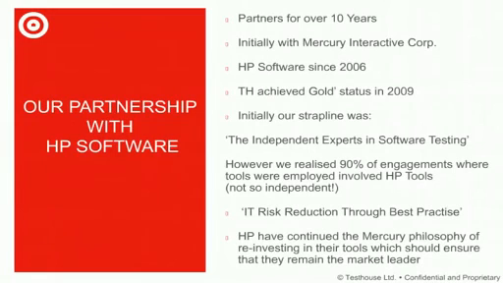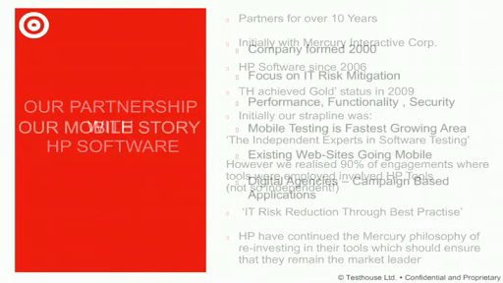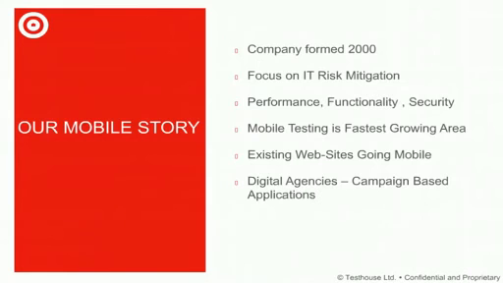For those of you who've been on our joint webinars with HP before, you've seen this slide before, but it really is just to reinforce the fact that Test House and HP are strategic partners in this space and have been for some 10 years. In terms of our mobile story, the company was formed in 2000. And what we've seen since 2000 is mobile becoming more and more important, to the point now where I was reading that mobile apps are now outnumbering traditional apps on a ratio of 4 to 1. So everything we used to do in our traditional IT risk mitigation model is now being transferred to the mobile sites.